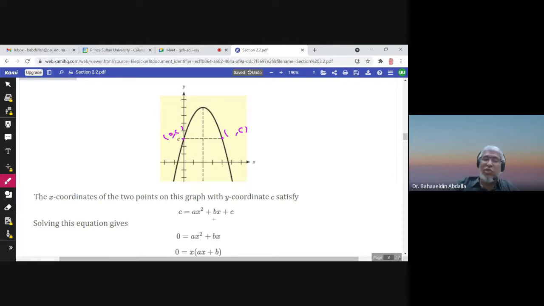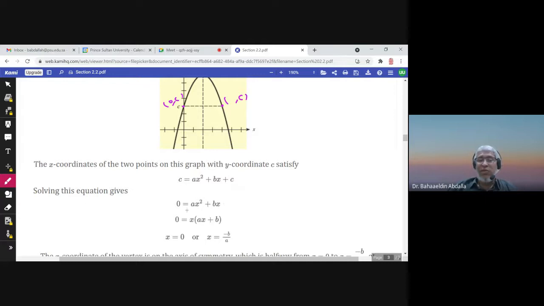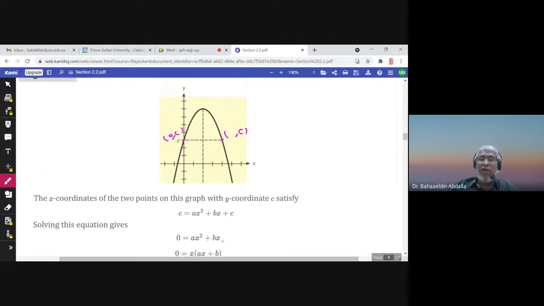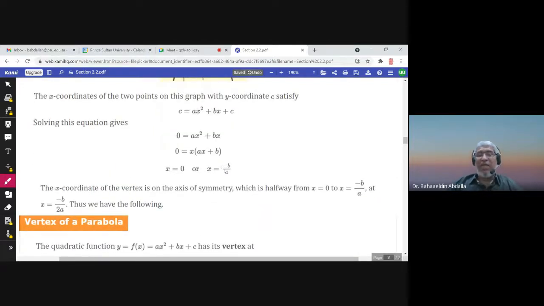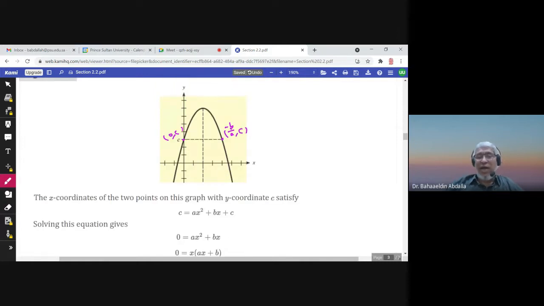c cancels with c, and we have ax squared plus bx equals 0. If you take x as a common factor, we will have this equation, and using the zero product property, either x is 0 or x is negative b over a. So (0, c) and (negative b over a, c). So the x coordinate of the other point on the parabola is negative b over a. Now, the vertex lies on the axis of symmetry, which is in the middle between these 2 points.